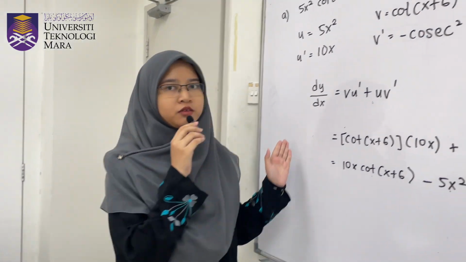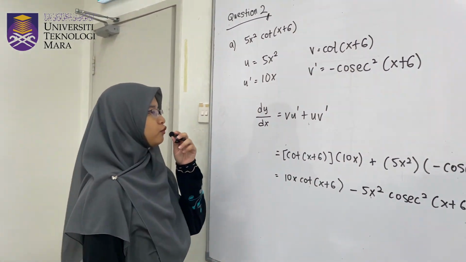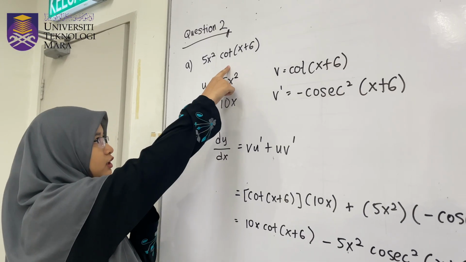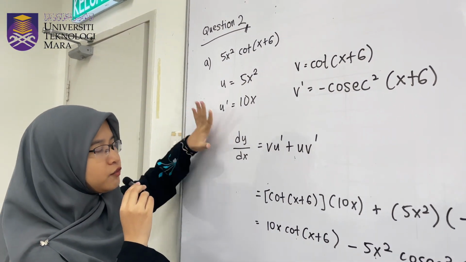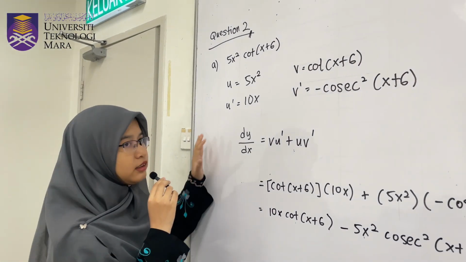Assalamualaikum warahmatullahi wabarakatuh. My name is Nur Nadira and I'll be solving question 2 of this group assignment project. So, we will move on to question A, 5x squared cotangent x plus 6. As we can see here, this question involves multiplication. When it involves multiplication, the rule that we need to apply is the product rule.